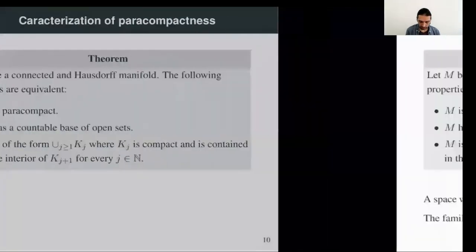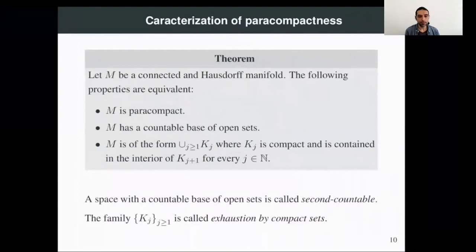Okay? And let's make a couple of remarks. The first one is that a space with a countable base of open sets is called second countable, and so it is natural to work with these spaces because of this characterization of paracompactness. And also, this family of sets, which is a cover of M such that every compact set is contained in the interior of the following one, is called an exhaustion by compact sets.